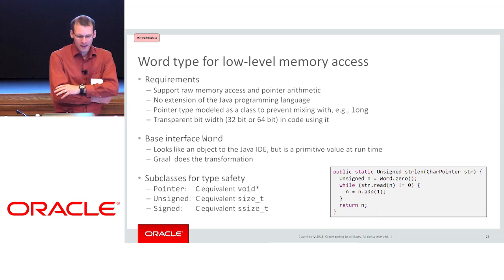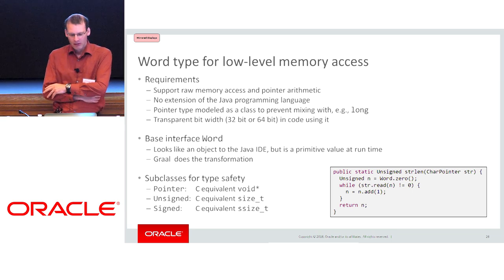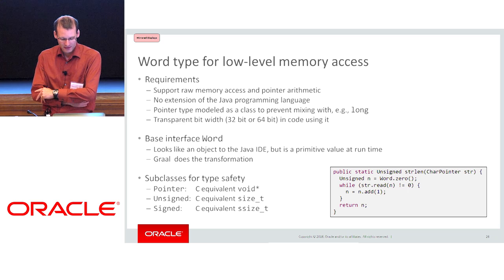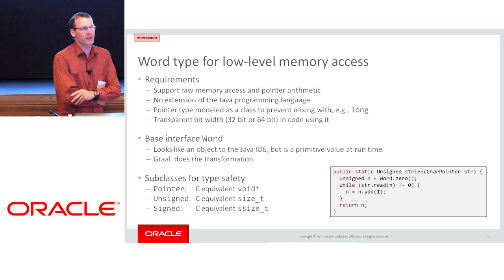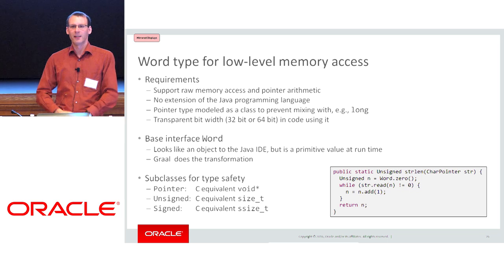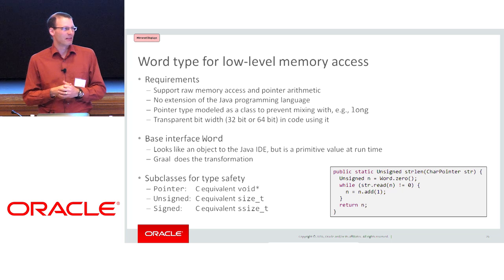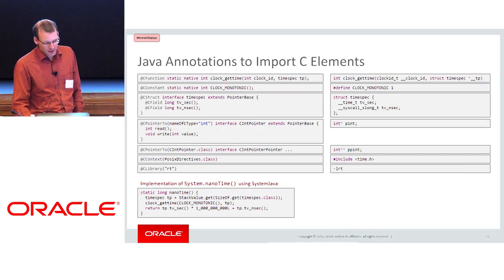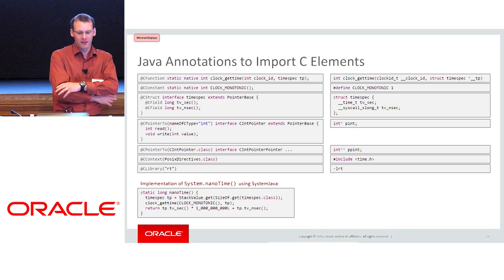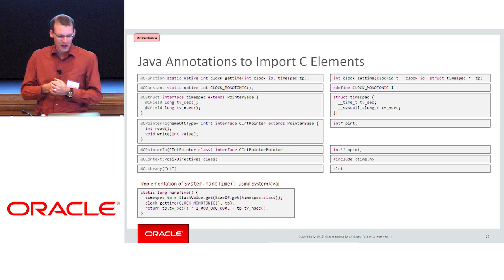The only requirement for that is a low-level raw pointer type, or actually a machine word type. Currently, we fake that using an interface, but I'm really looking forward to value types in Java, because then we could just have a value type for an unboxed machine word size, and things will look much nicer. But until we have that, we import and fake C information using Java interfaces.